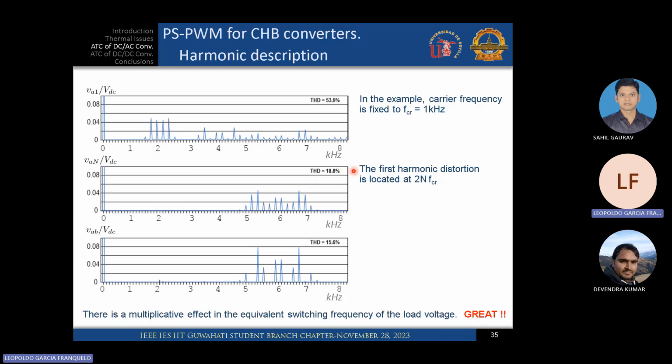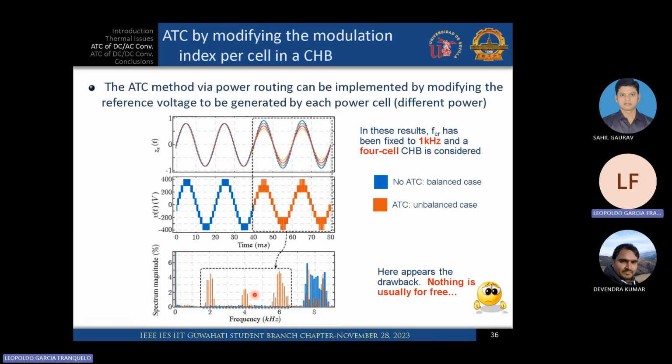You can see that the THD reduces from 54 to 18.9. This is the VAB line voltage. So this is good when it's balanced. But imagine a case where during these 2 cycles we have a balanced situation, and after this time, we decide to apply the algorithm for the ATC, the active thermal control.